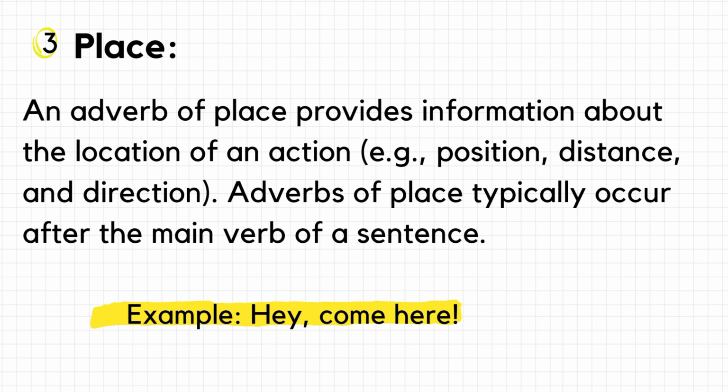The third type is adverb of place. An adverb of place provides information about the location of an action, for example, position, distance, and direction. Adverbs of place typically occur after the main verb of a sentence. For example, hey, come here. Here is an adverb of place. Similarly, let's go there. There in this sentence would be an adverb of place.